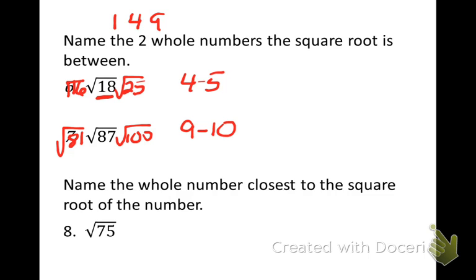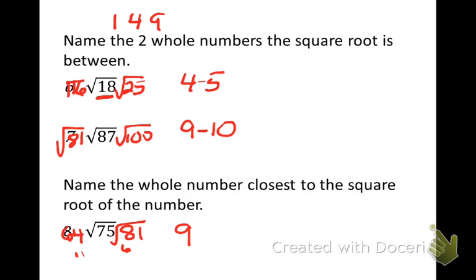Now this time it says name the whole number closest to the square root. So we actually start the same way. We're looking for a perfect square on either side of 75, so it would be 64 and 81. But now you have to figure out which it's closest to. So 75 minus 64 is 11, whereas 81 minus 75 is 6, so it's closer to this side. The square root of 81 is 9, so it's closer to 9.